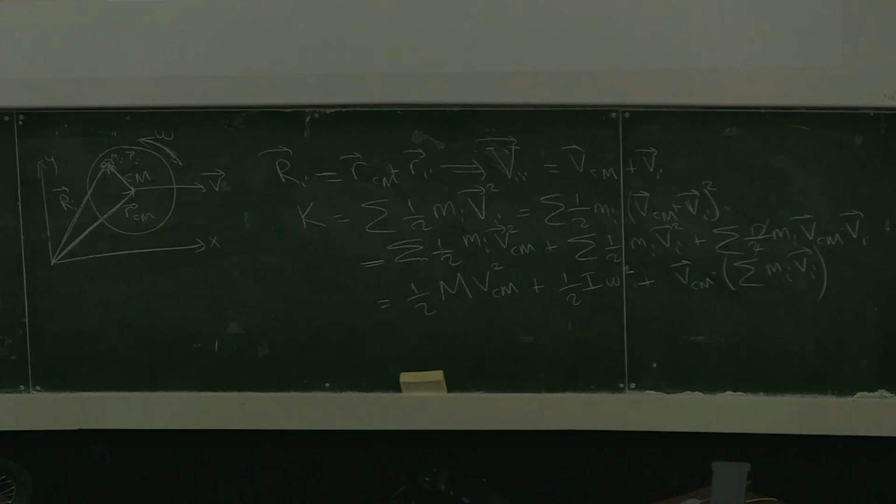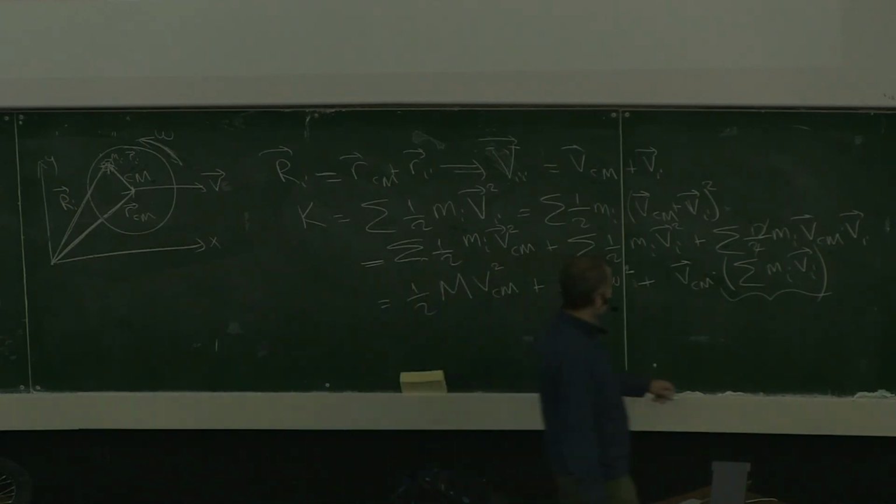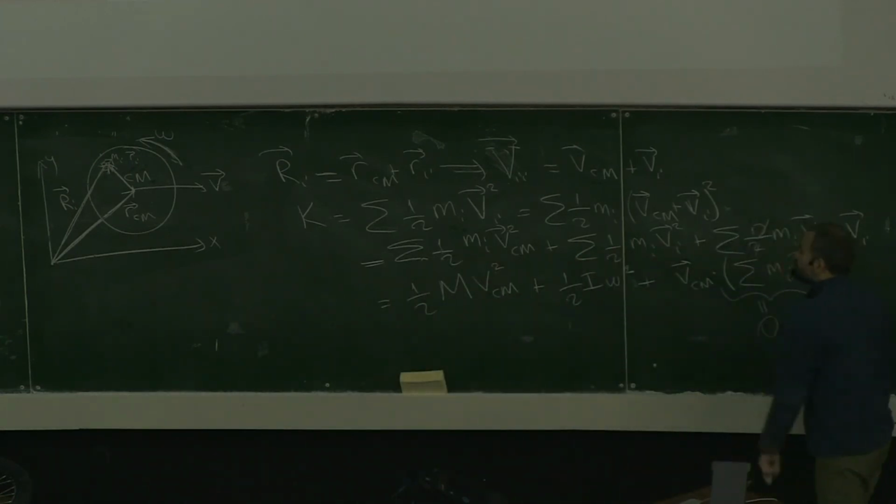With respect to the center of mass. So what is the velocity of the center of mass relative to the center of mass? So the momentum of the center of mass relative to the center of mass is also 0. That term is just 0.